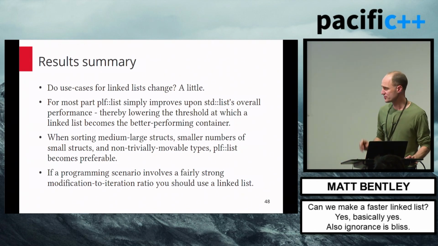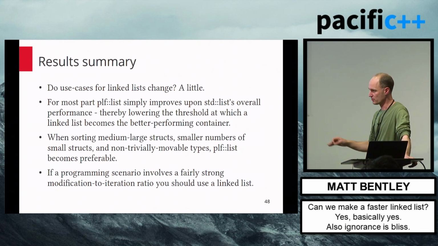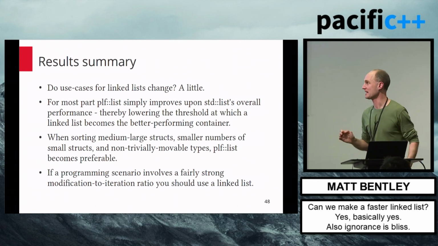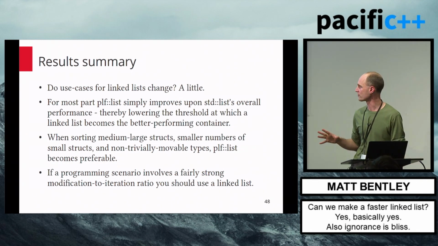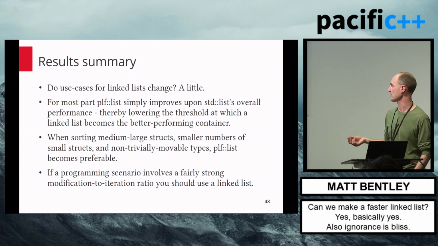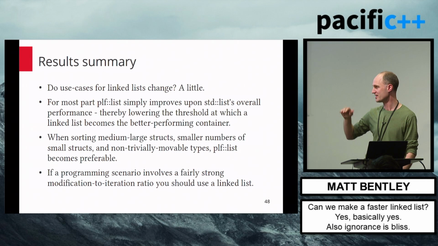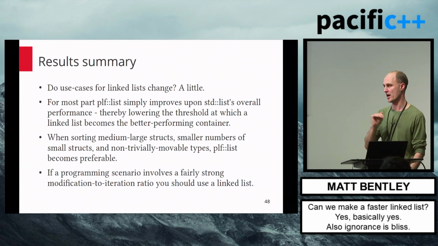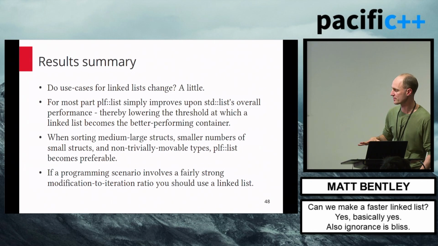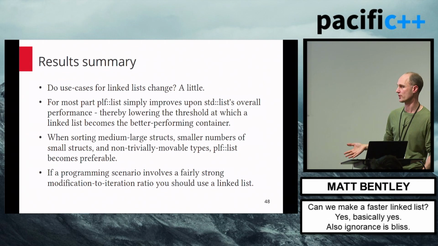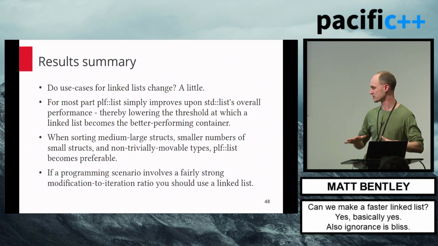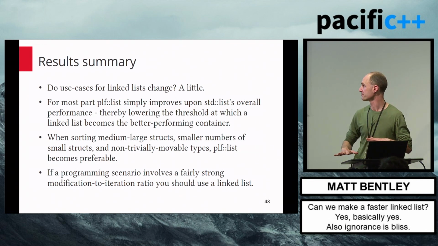So, do the use cases for linked lists change with having a linked list that performs a little bit faster? And the answer is a little. Mostly we're just improving on the overall performance of standard list when we're using PLF list. But that in turn decreases the threshold at which point we might consider using a linked list. The threshold in this case is basically your modification to iteration ratio, provided you're talking about an ordered scenario. So as soon as you bring the overall performance of a linked list up, that threshold becomes lower.